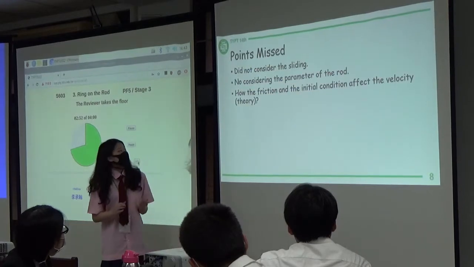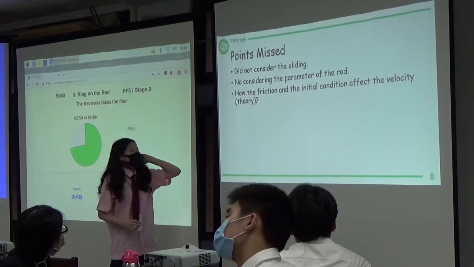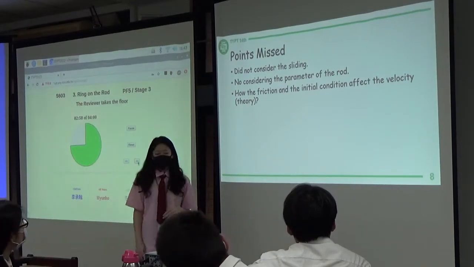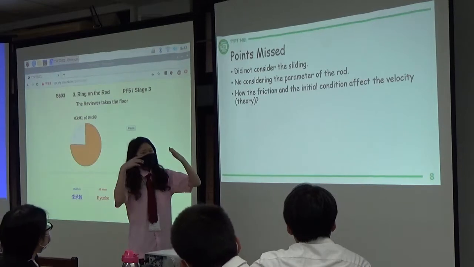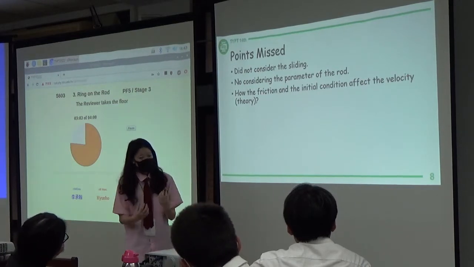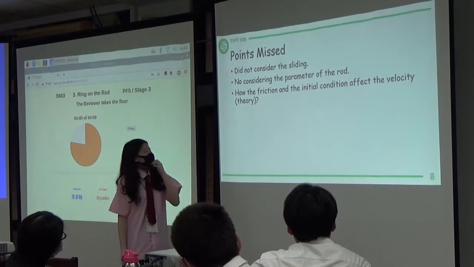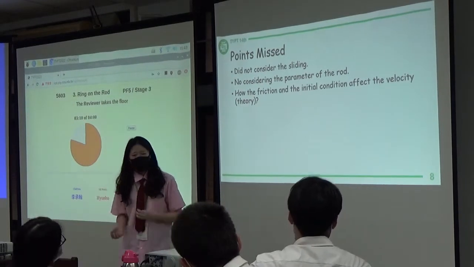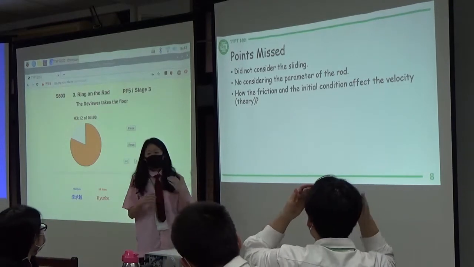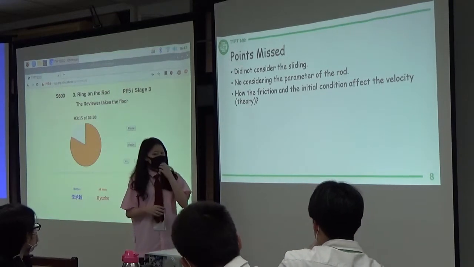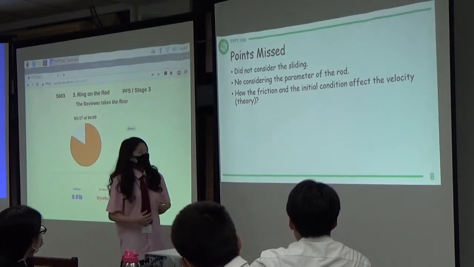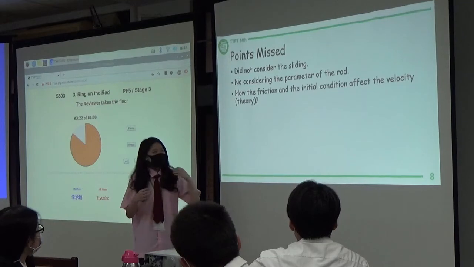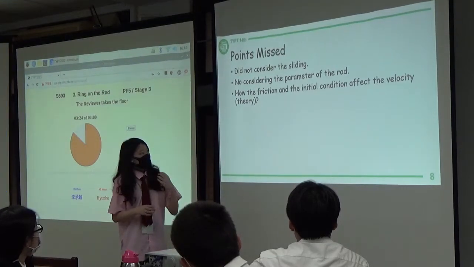So here are the missed points. The first missed point is that they did not consider the sliding. As the reporter says, we have to consider the sliding of the rod and the rotation together because this is a system. Another missed point is not considering the parameters of the rod that I mentioned in the short question. I think different kinds of material can be used, like different metals, and different materials will have different friction.